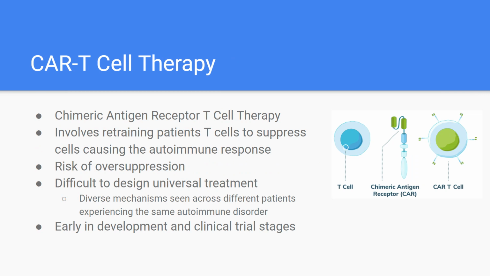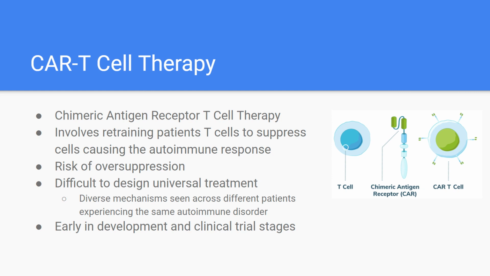This stands for chimeric antigen receptor T cell therapy. Essentially, it involves retraining patients' T cells to suppress any cells that are causing the autoimmune response. However, there are some risks associated with it because you could oversuppress the immune system, and if a real antigen presents itself, like an external antigen, these patients might be at risk of being harmed by the disease because their immune response is not acting properly.